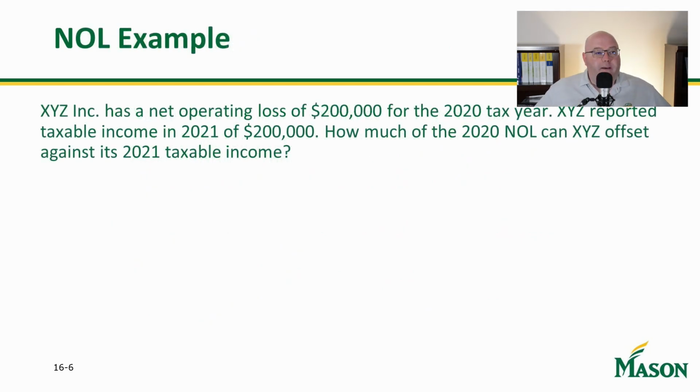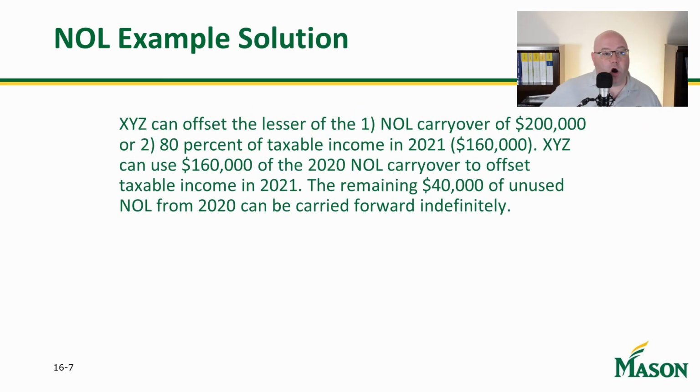So here's an NOL example. Has a net operating loss of $200,000 for the year. Reported taxable income in 2021 of $200,000. How much can they offset? And this slide is going to be wrong because it's going to tell you that you can only do 80%. As of the CARES Act, all of it, $200,000, done.